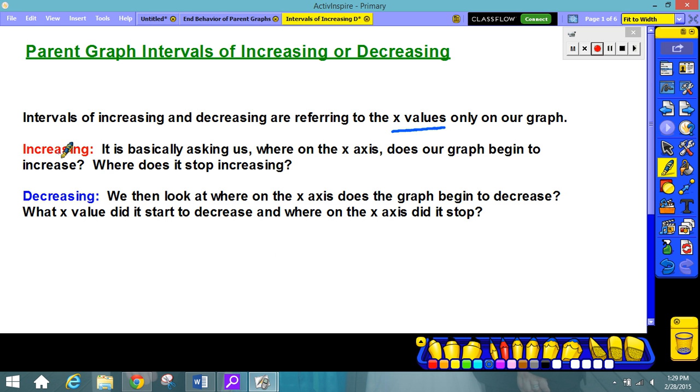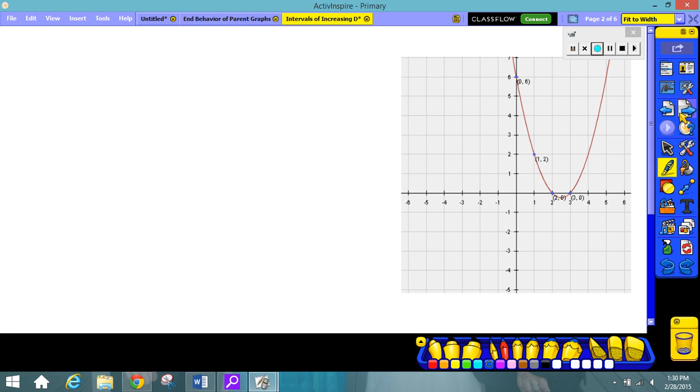So increasing, it's basically asking us where on the x-axis does our graph begin to increase? Where does it stop increasing? Intervals of decreasing, we look on the x-axis. Where does the graph begin to decrease? What x value did it start to decrease? And where on the x value did it stop? So let's take a look at some graphs.